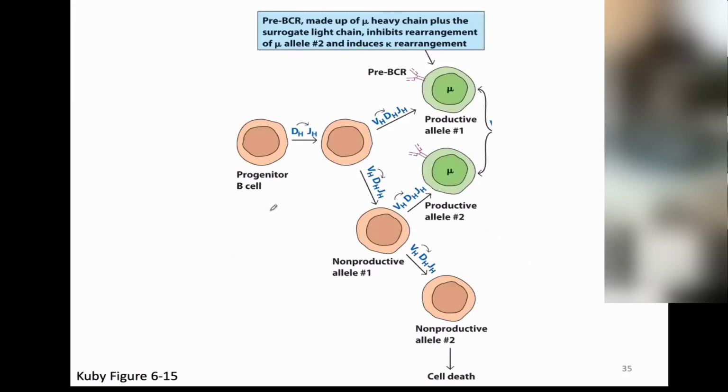And so you can see this process here as well. The cell is going to first kind of do the D of heavy to J of heavy. Then it is going to try to do V to DJ. It might succeed on the first try and get a pre-BCR and then continue down the path. It might fail, but it might succeed the second time, be a good pre-B cell, continue down the path, or it might just completely fail both times and die.